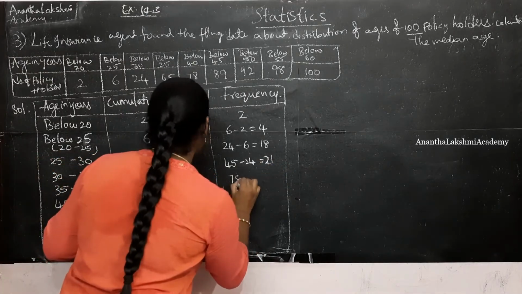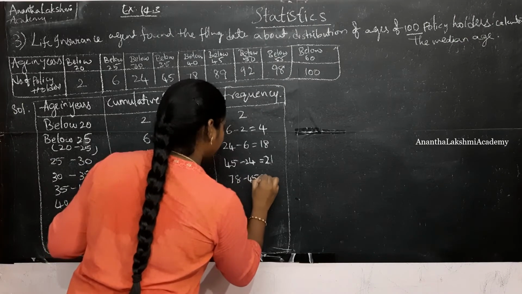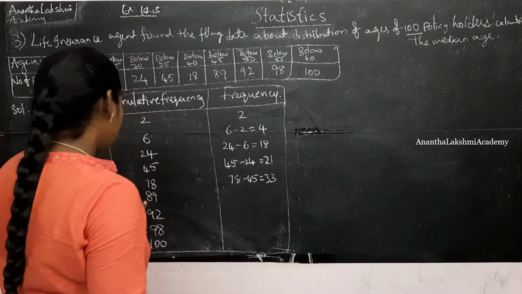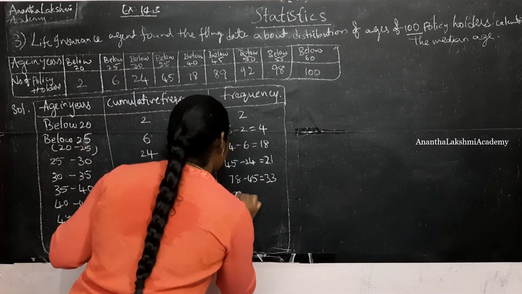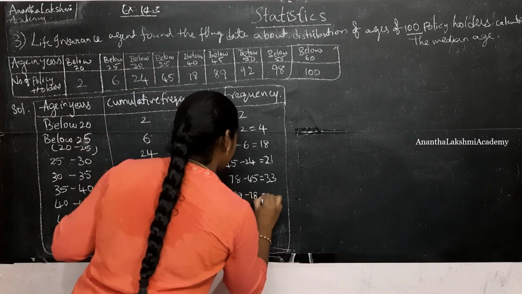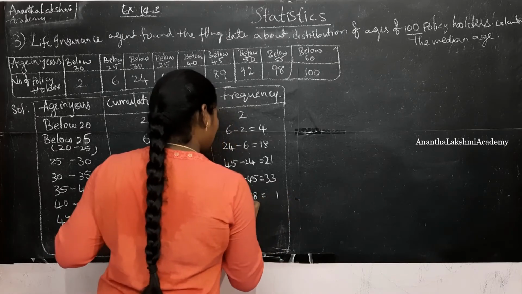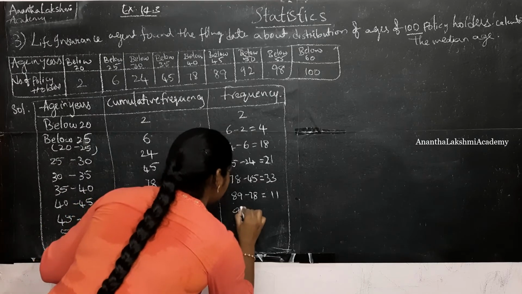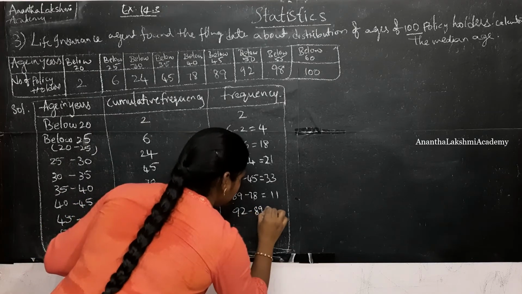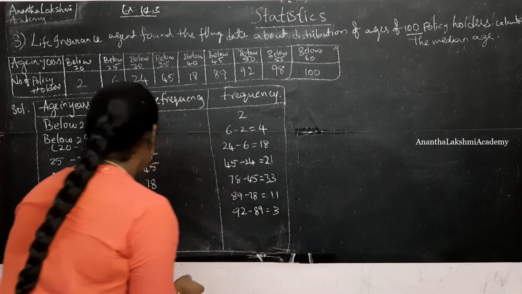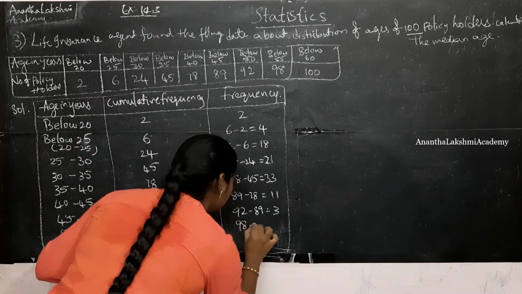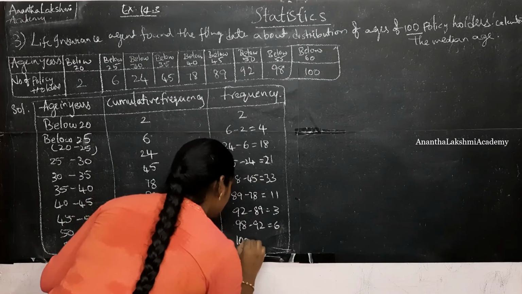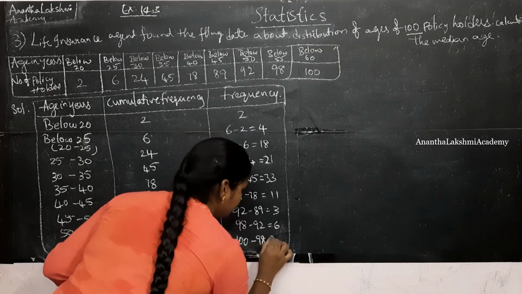Next, 78. 78 minus 45 is 33. 89 minus 78 is nothing but 11. 92 minus 89, 3. 98 minus 92, 6. 100 minus 98 is 2.